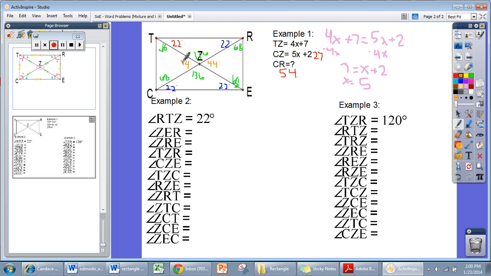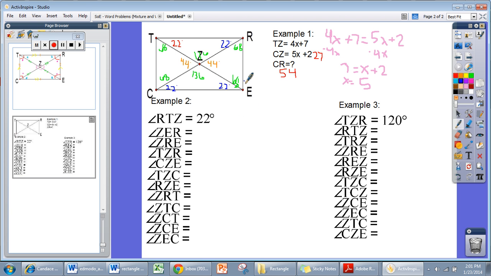Something kind of cool, I don't know if you noticed it, 22 plus 22 is 44. I don't know if you remember the exterior angle theorem in a triangle. It says your 2 interior angles that are far away, when you add them up, equal your exterior angle. Kind of a cool trick. Everything comes together. Now we just have to fill in our chart.